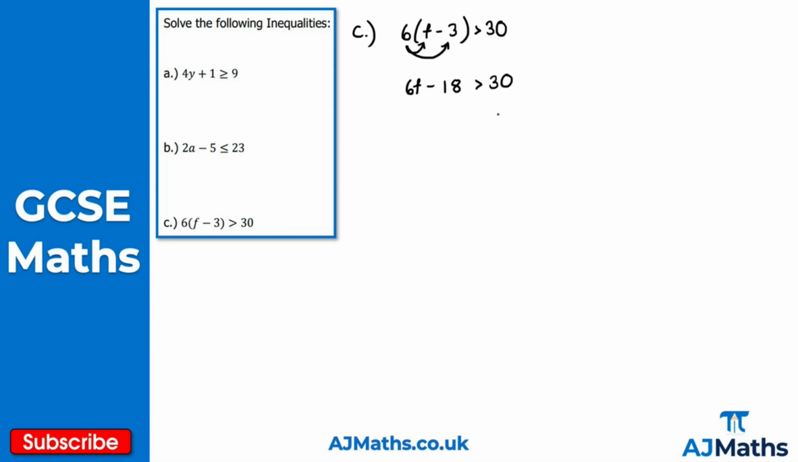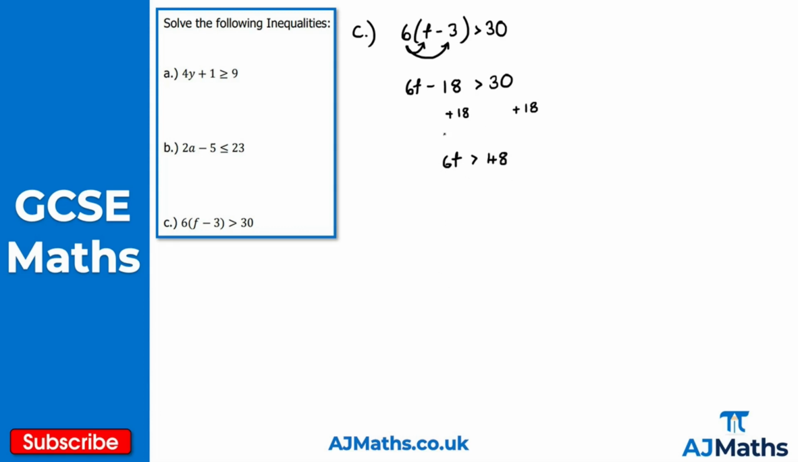And then from here, this is just like part A and part B then. So we want to get rid of this minus 18 here, and to do that we add 18 to both sides. So add 18 to both sides here. In that case I'm going to get 6f here on the left hand side. And this will be greater than 30 plus 18 here, which would give us 48.